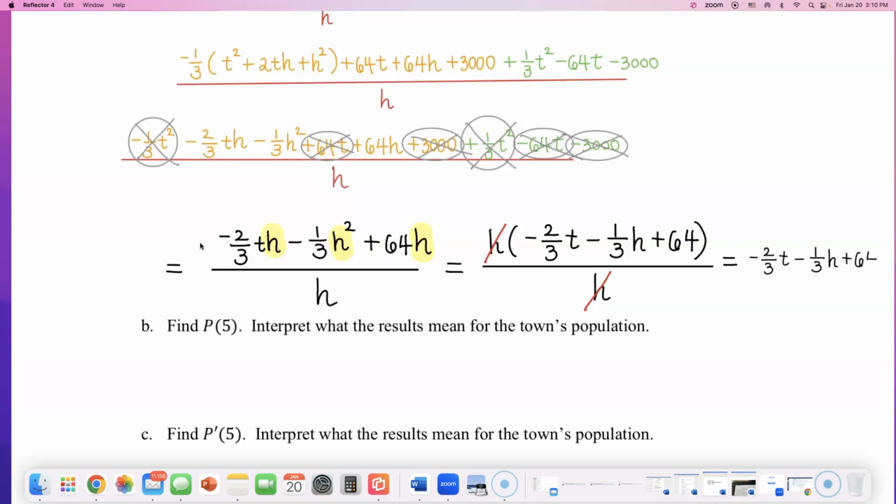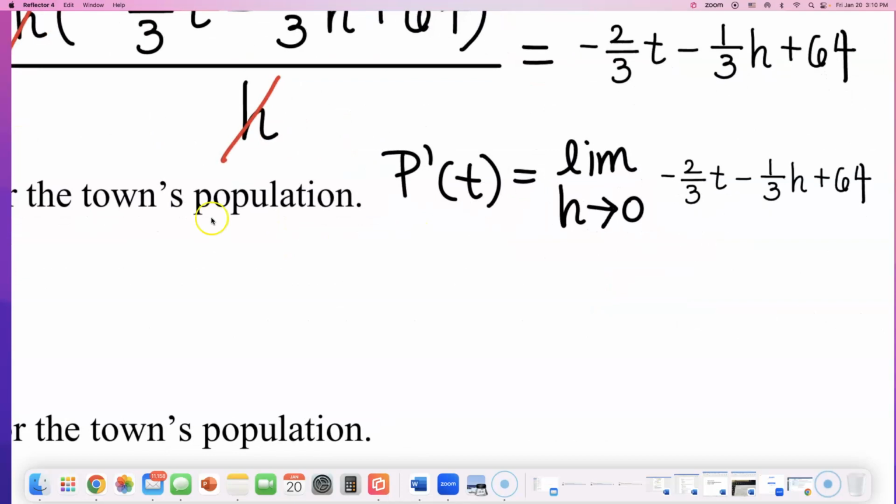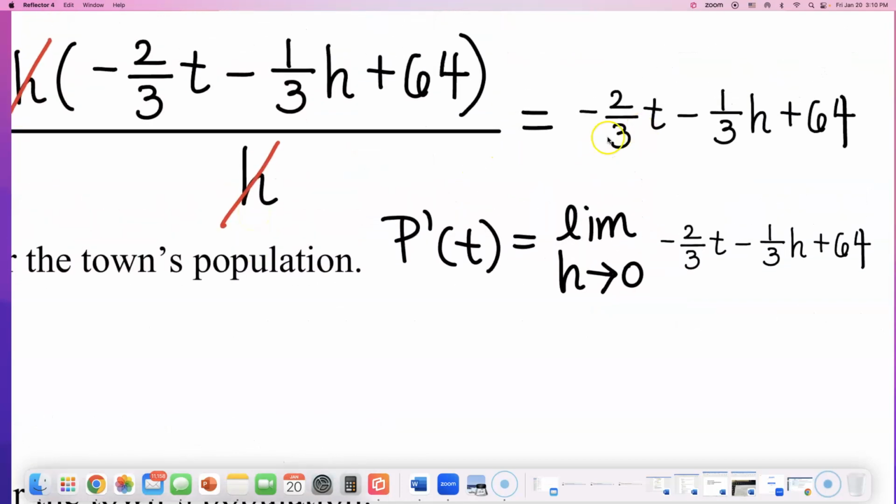Remember, that's just the difference quotient. Now what we need to do is find P prime of t. We need to evaluate the limit as h approaches 0 of this expression. Okay? So we need to now plug in. After finding the simplified difference quotient, you need to plug in h equals 0, and that is P prime of t. So let's do that.